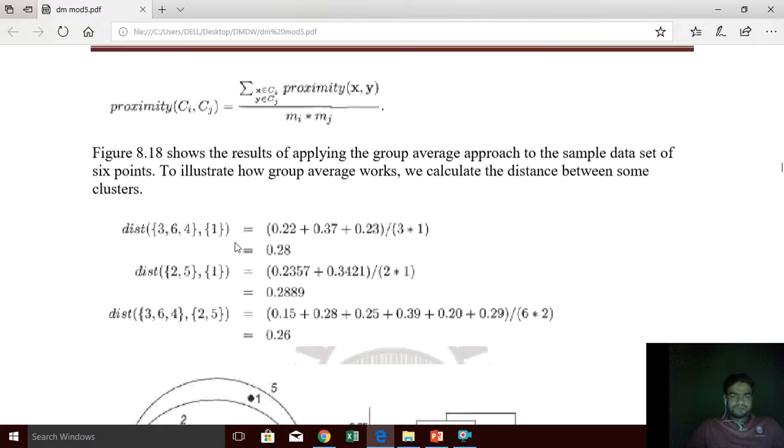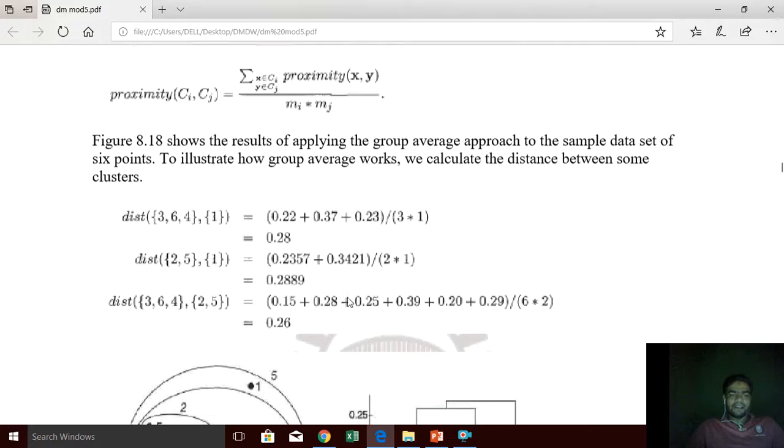So this is, okay, 3 comma 1, 6 comma 1 and 4 comma 1. If you take these, applying the Euclidean distance formula, 0.22, 0.37, 0.23 divided by 3 into 1, it is 0.28. If you take 2 comma 5 merging with 1, that will give 0.235 plus 0.34 divided by 2 into 1, so 0.2888.